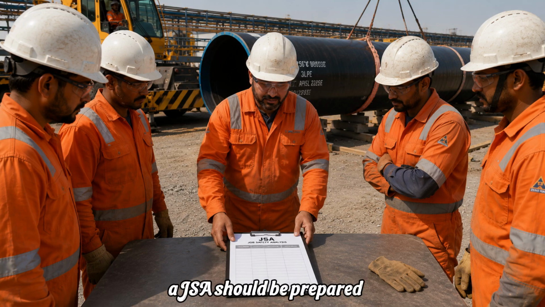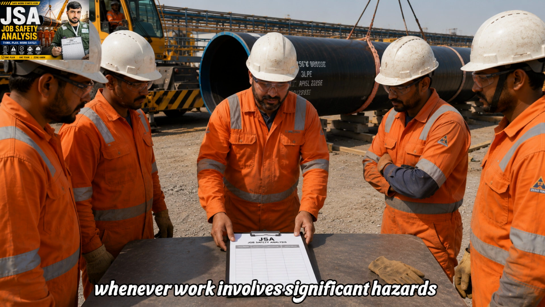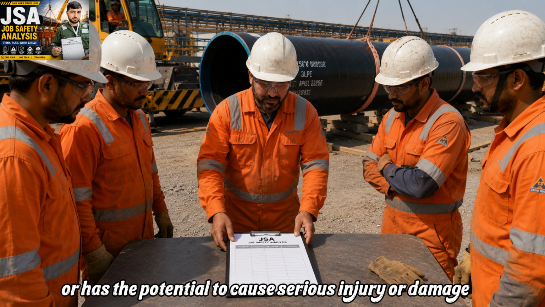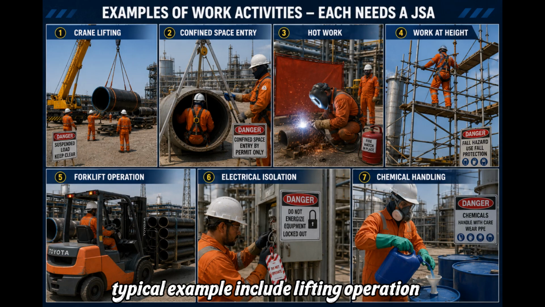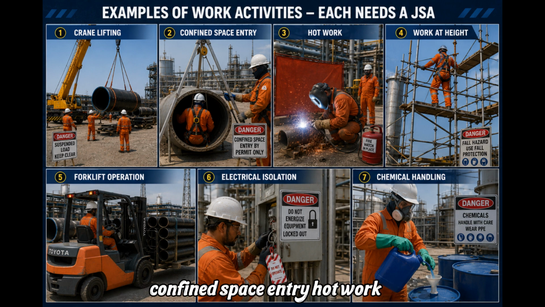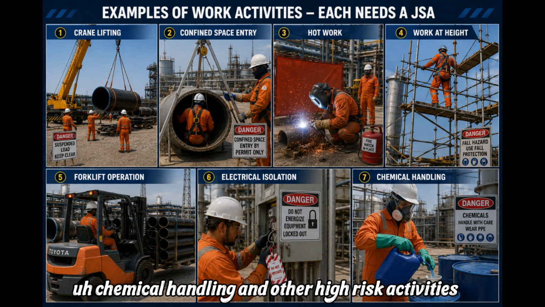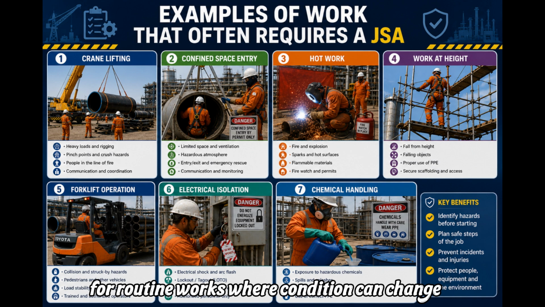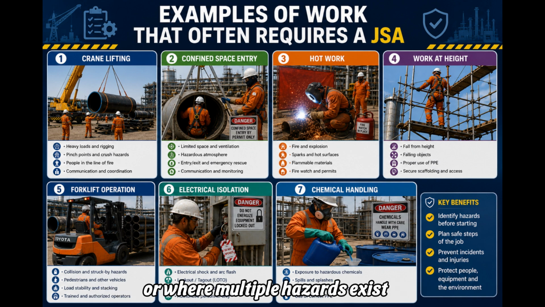A JSA should be prepared whenever work involves significant hazards or when the job is non-routine, complex, or has the potential to cause serious injury or damage. Typical examples include lifting operations, confined space entry, hot work, work at height, electrical isolation, excavation, chemical handling, and other high-risk activities. Some organizations also require a JSA for routine work where conditions can change or where multiple hazards exist.